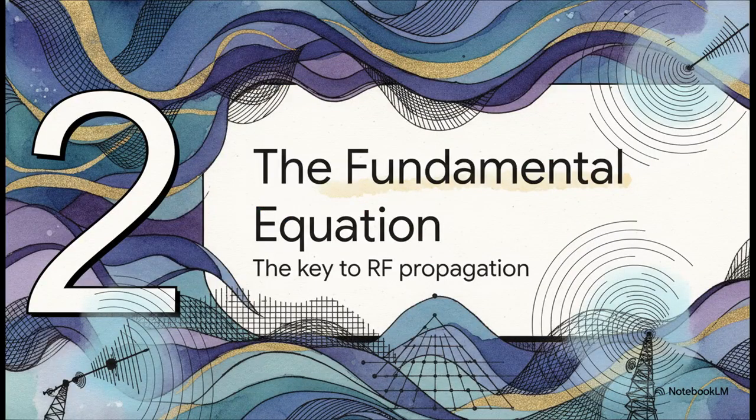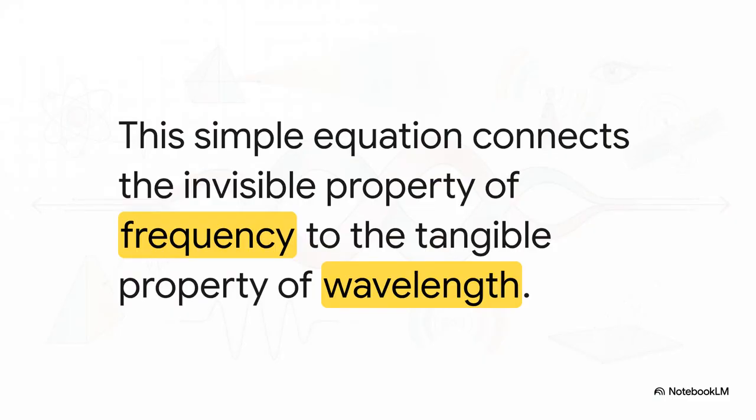Okay, now let's get to what is, without a doubt, the single most important relationship in our entire field. If you only remember one thing from this whole explainer, make it this. And there it is. Wavelength equals the speed of light divided by frequency. It looks so simple, right? But this is basically the Rosetta Stone of RF. It creates this perfect inverse relationship. As frequency goes up, wavelength gets shorter. This little formula is what connects the invisible idea of frequency to the very real physical dimension of wavelength. And that connection, well, it dictates pretty much everything else.